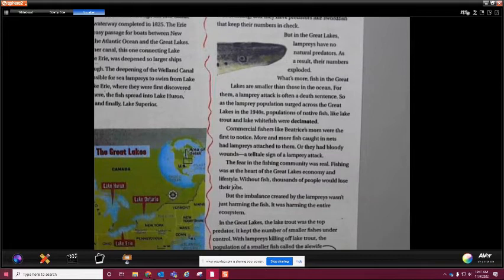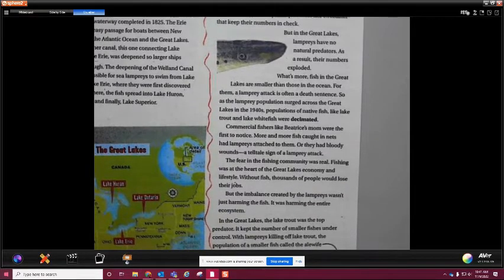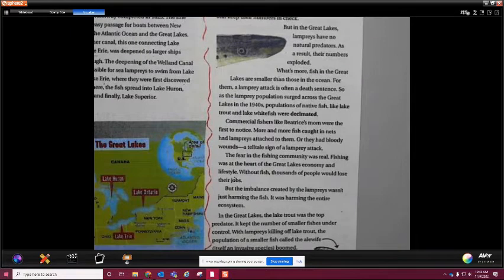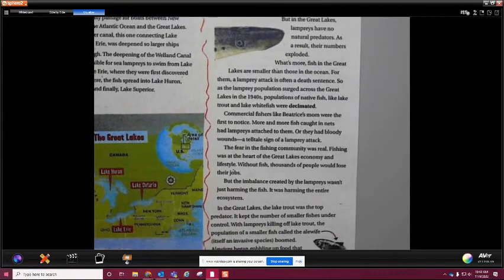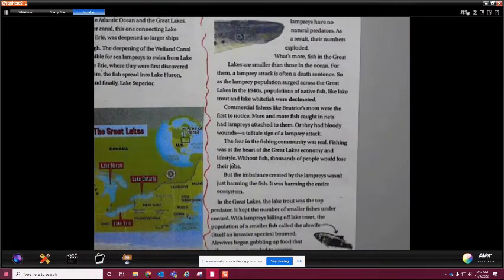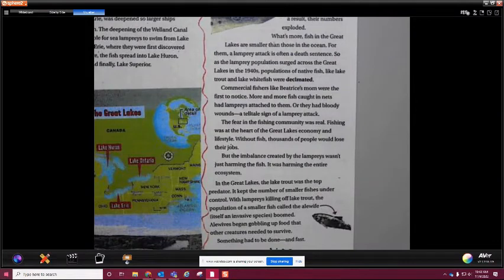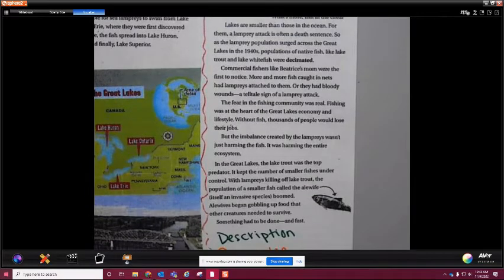As a result, their numbers exploded. What's more, fish in the Great Lakes are smaller than those in the ocean. For them, a lamprey attack is often a death sentence. So, as the lamprey population surged across the Great Lakes in the 1940s, populations of native fish like lake trout and lake whitefish were decimated, meaning they were killed. Commercial fishers like Beatrice's mom were the first to notice. More and more fish caught in nets had lampreys attached to them, or they had bloody wounds, a telltale sign of a lamprey attack. The fear in the fishing community was real. Fishing was at the heart of the Great Lakes economy and lifestyle.